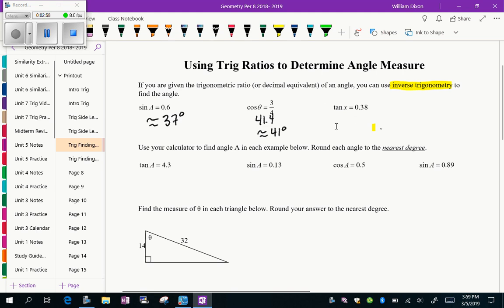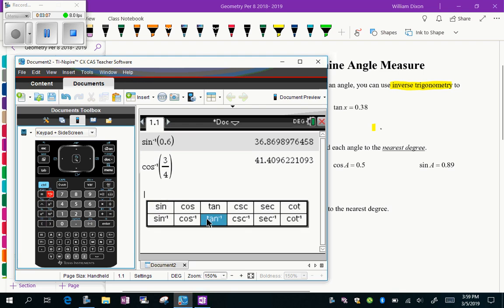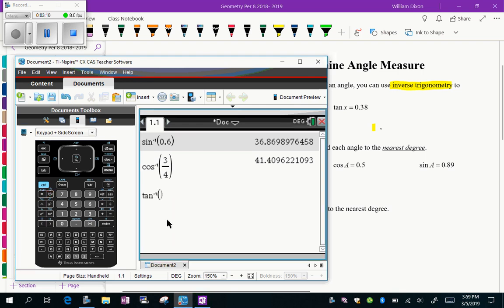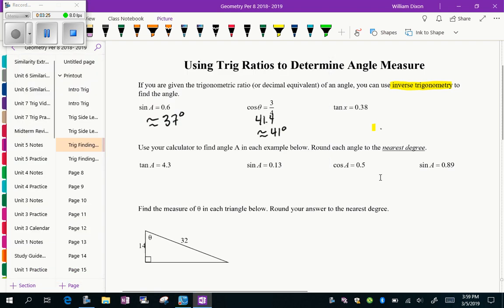Let's do the last one. The last one is tan x equals 0.38. I'm going to go to trig, inverse tan, 0.38, close parentheses, enter, and I get 20.8. To the nearest degree, that's approximately 21 degrees. As a little change up, I want you to do the same thing for tan A, sine A, cosine A, and sine A. You do that.